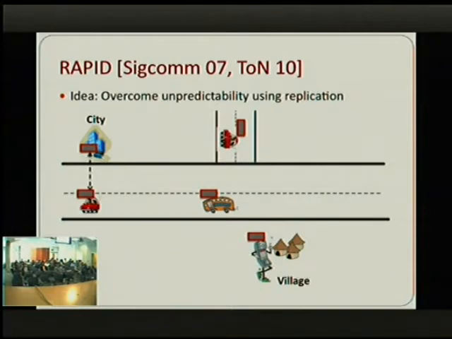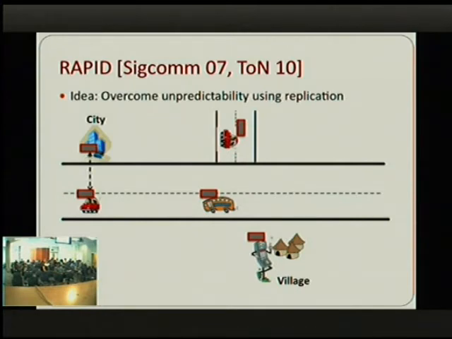And this is actually not our idea. This has been used before. In fact, Amin had worked on epidemic routing that used replication for DTNs. But the problem here is that you're flooding the network with the same copy of the packet, which may be fine if you have one user with one packet, but it quickly becomes a problem as you have multiple users trying to send multiple packets.